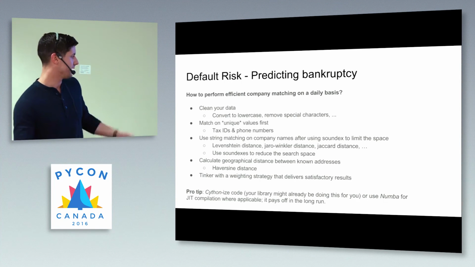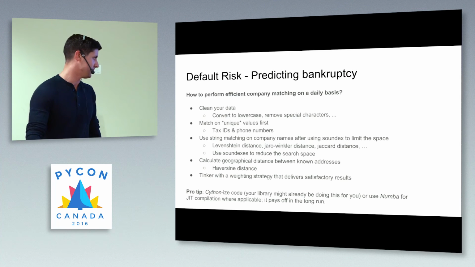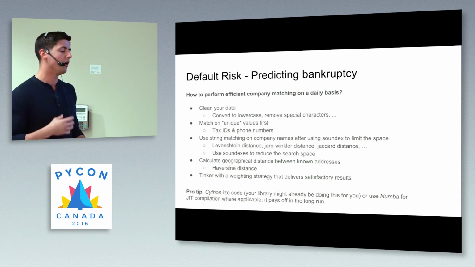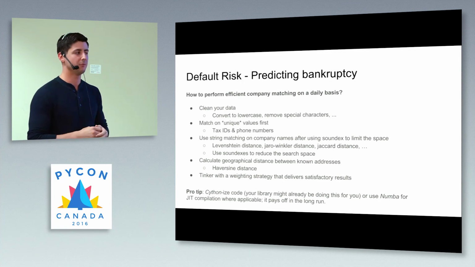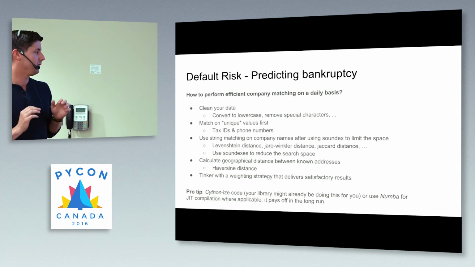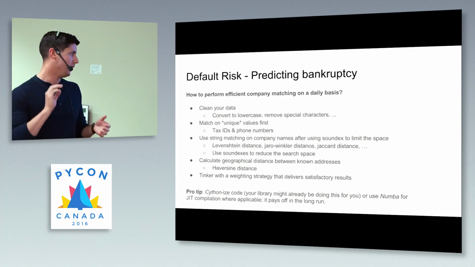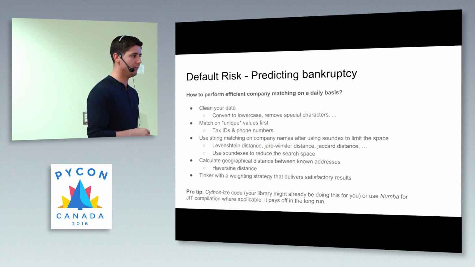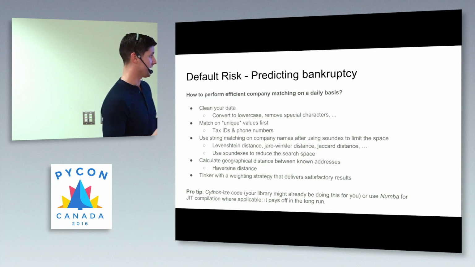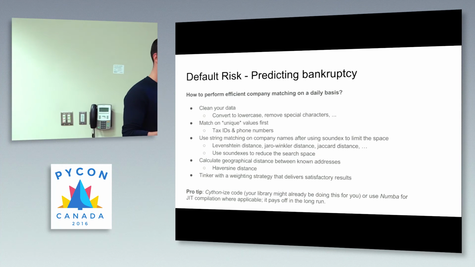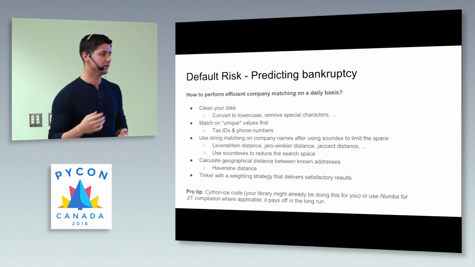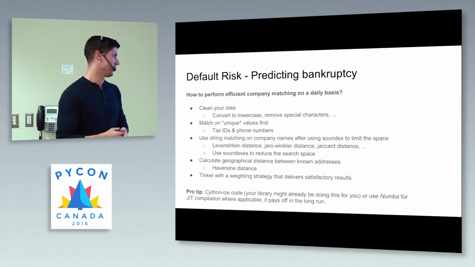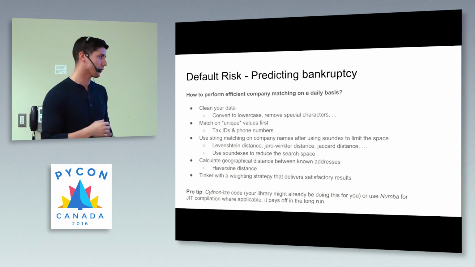When you're doing something like this, just my little pro tip, if you are rolling your own, I would look at the libraries that are implemented beforehand. But if you're really content on rolling your own, think about Pythonizing that code so that you stand to benefit from the static compilation, because things like Haversine distance in pure Python are going to be really, really slow versus a Pythonized version of that same code.